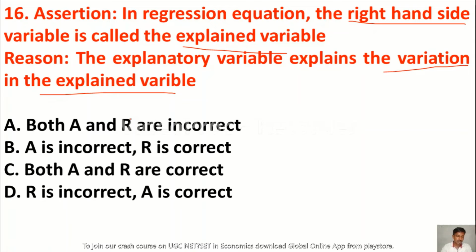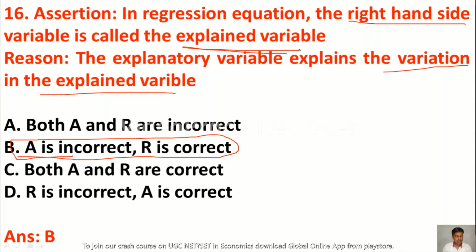So here option A, both A and R are incorrect. Option B, A is incorrect, R is correct. Option C, both A and R are correct. Option D, R is incorrect, A is correct. So here option B is correct. A is incorrect but R is correct. So in a regression equation, the right hand side variable is called the explanatory variable. The assertion is incorrect, but the reason, that the explanatory variable explains the variation in the explained variable, is correct here.